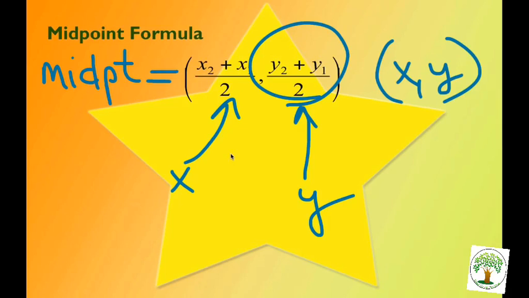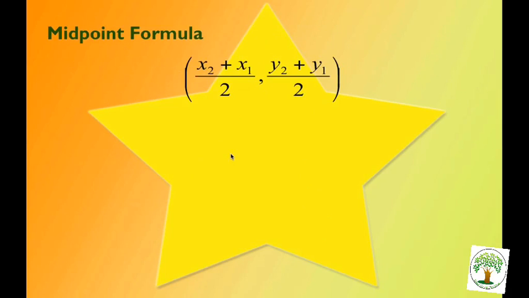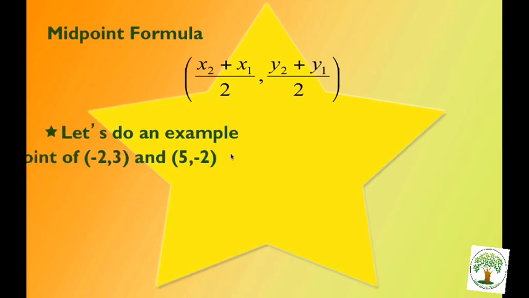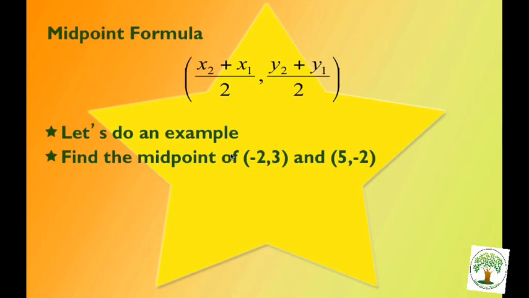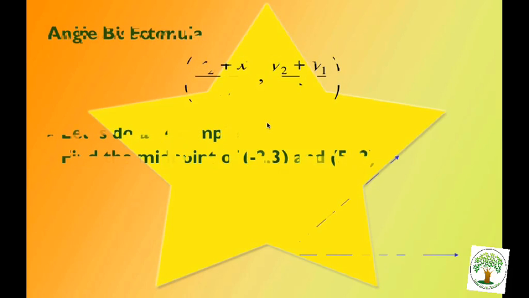Let's do one so you can see. All right, here we go. Midpoint. We have -2, 3 and 5, -2. I'm going to call this one, doesn't really matter, 1. This one we're going to call 1 and this one 2.